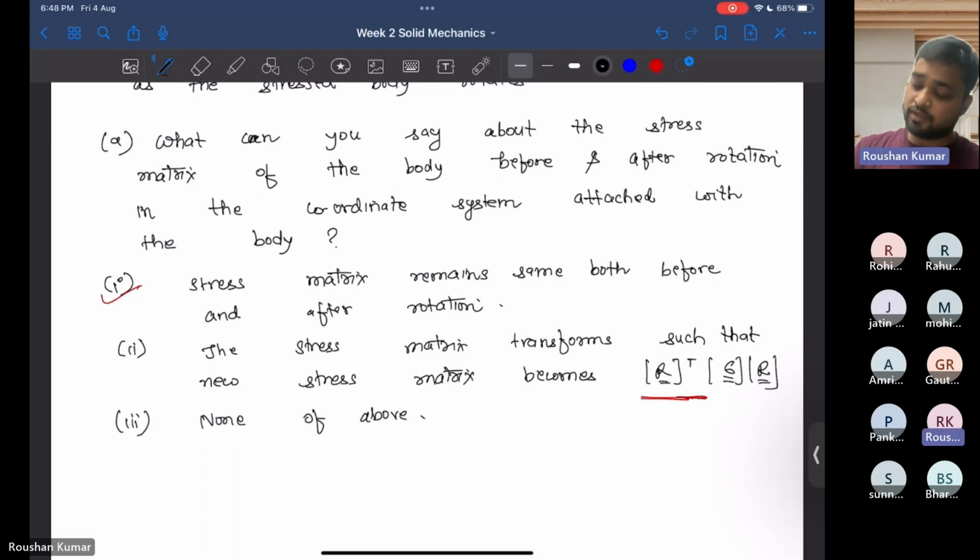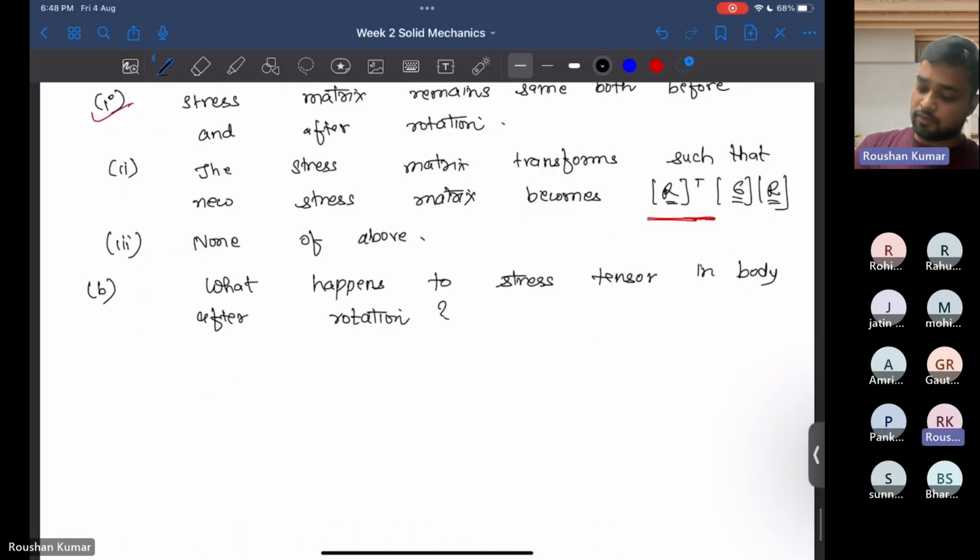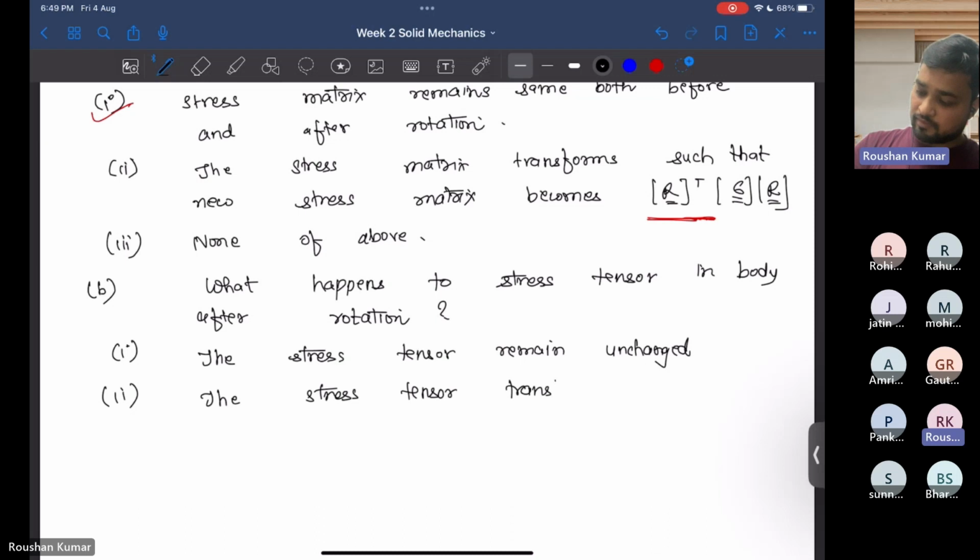The second question is based on the above statement. Question number B is: what happens to the stress tensor in a body after rotation? The first option is the stress tensor remains unchanged. The second option is the stress tensor transforms to R transpose sigma R. And the third option is the stress tensor transforms to R sigma R transpose.